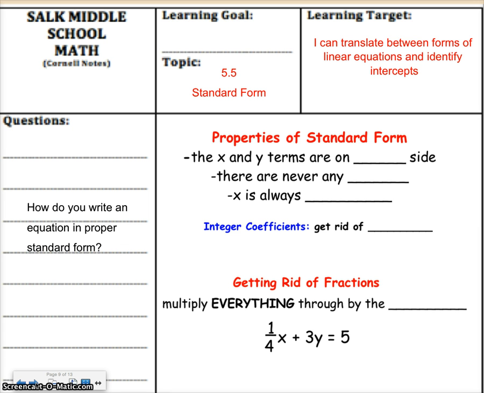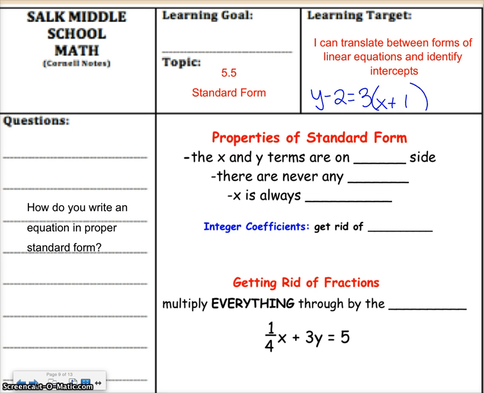Just like what we did with slope-intercept when we had something like this, y minus 2 equals 3 times x plus 1, we were able to translate that into slope-intercept. That means getting y alone. Today you're going to be able to translate things into proper standard form.